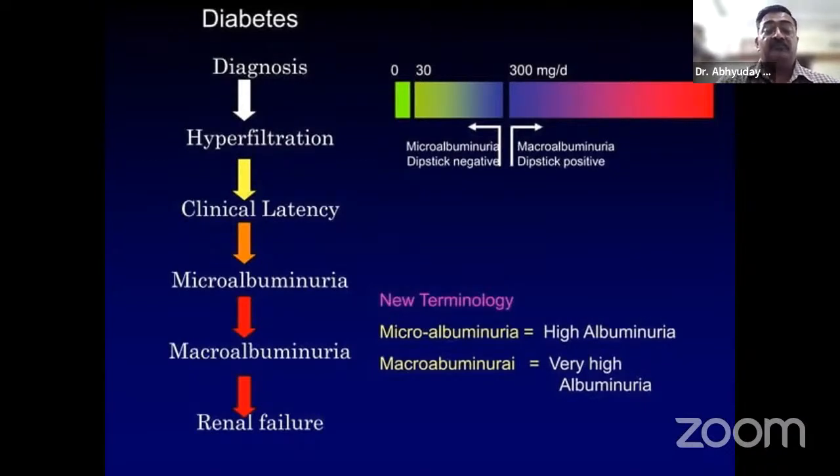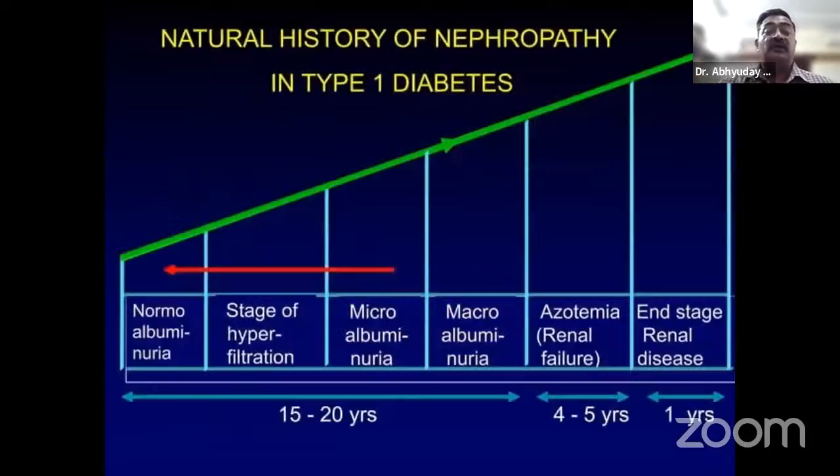And here, microalbuminuria is albuminuria less than 30 mg per day. Macro is more than 300 mg per day. And now we use newer terminologies. So we don't say microalbuminuria, we say high albuminuria, and for macroalbuminuria we say very high albuminuria. So these are some of the newer terminologies, but the things are same.